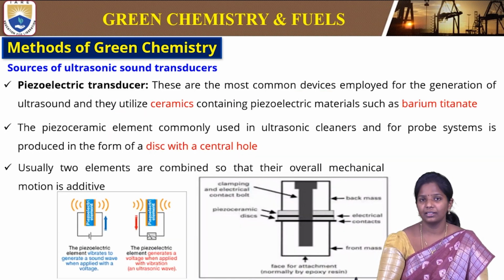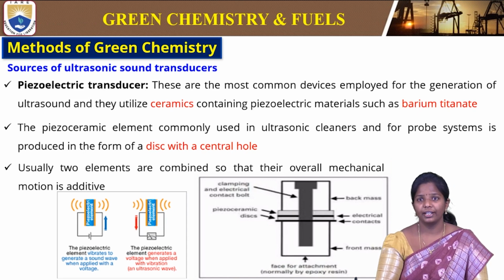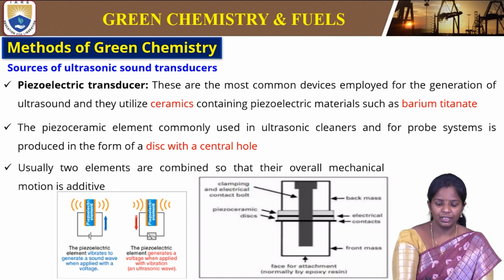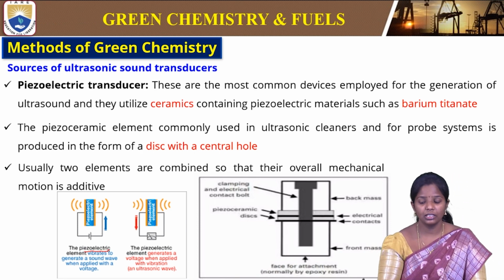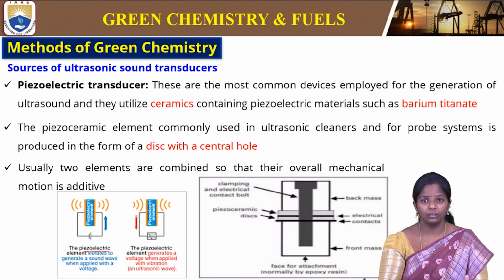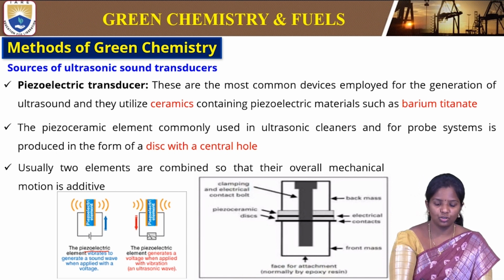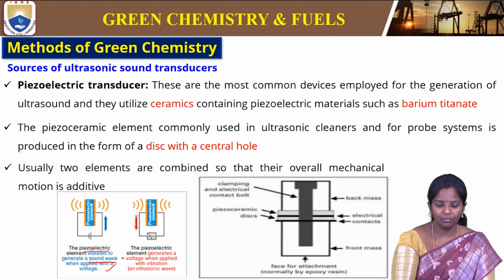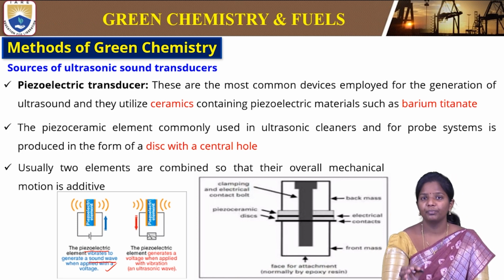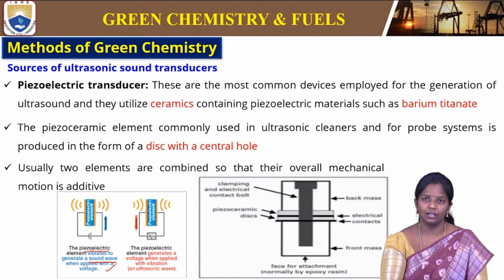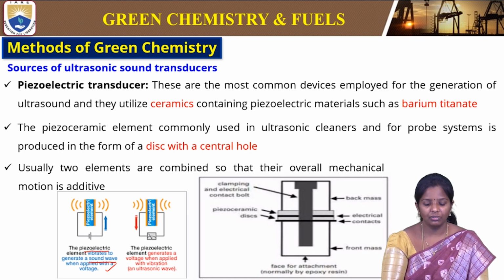Next is the piezoelectric transducer. These are the most common and the latest ones used for the generation of ultrasonic waves. In general, piezoelectric elements like barium titanate are used. They will vibrate to generate a sound wave when a voltage is applied. We are giving some energy to the piezoelectric material. Just like with a magnetic field, here the material itself is acting and giving a vibration, converting to a sound wave because of the applied voltage.